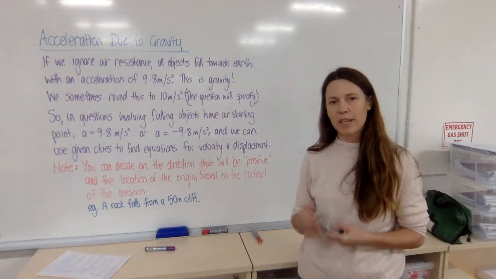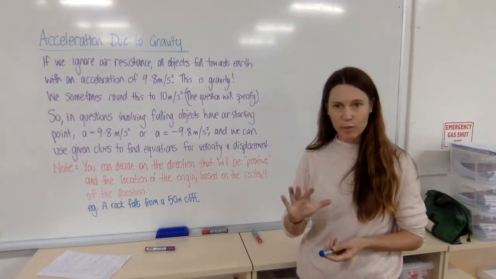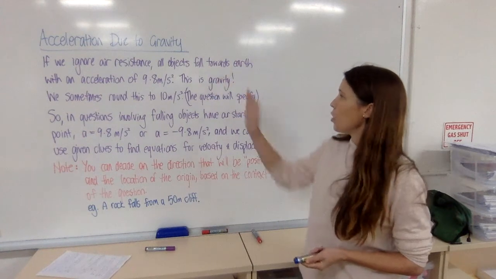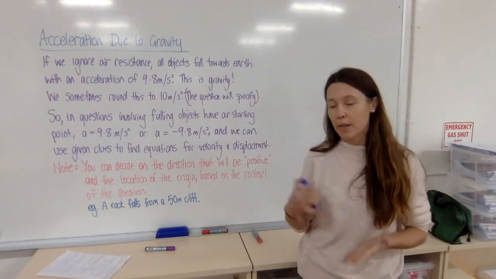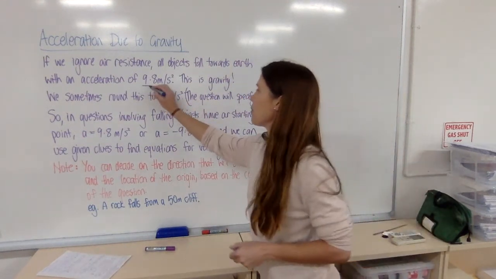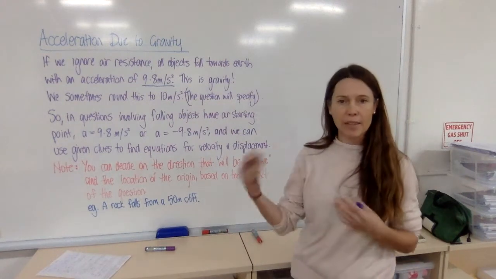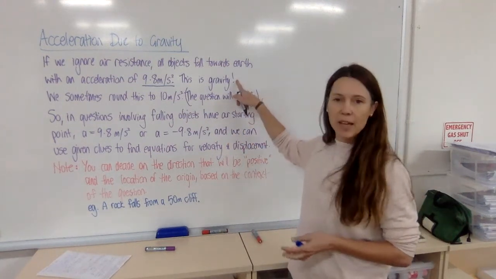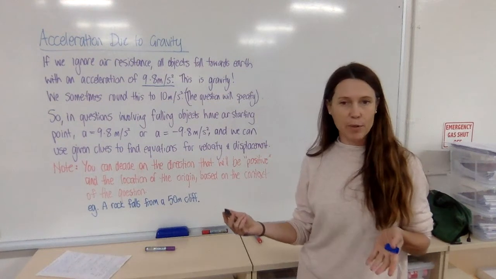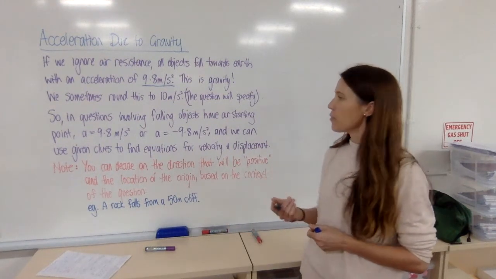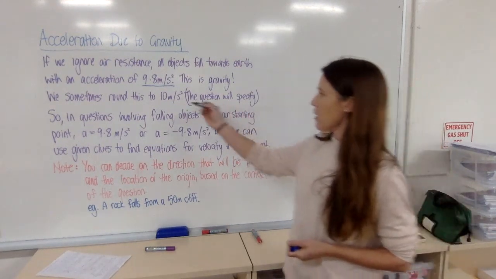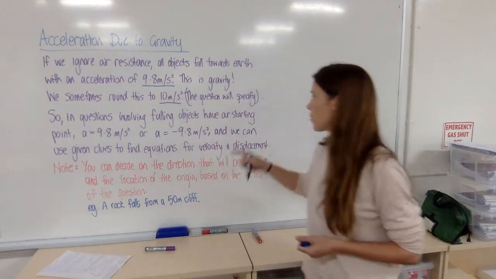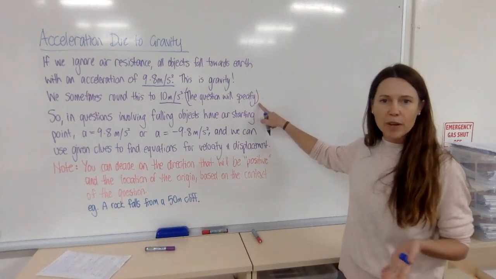Now, if we ignore air resistance, and in this course we always ignore it, all objects fall towards the Earth with an acceleration of 9.8 metres per second squared. And this is gravity, and this is the figure that we have for our planet. It would be different somewhere else, for example on the moon, it's about a fifth of this. Now, we sometimes round this to 10 metres per second squared, and the question should specify which value you need to use.